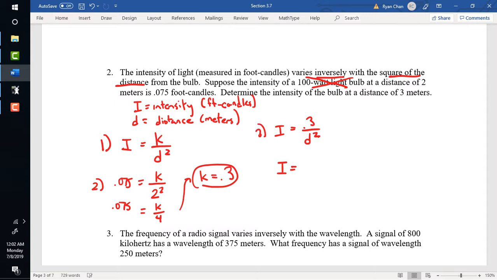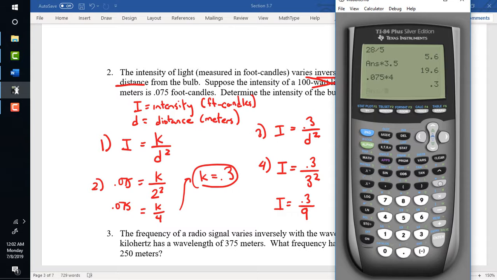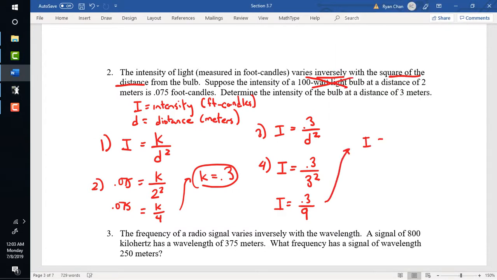And then the last thing it says, find the intensity of the bulb at a distance of 3 meters. So it's 0.3 over 3 squared, or 0.3 divided by 9. And it's 0.0333. Okay. You can write it as a fraction or you can write it as a decimal. So actually, let's write it as a fraction. Remember, you do math and frac. And this is 1/30th. So I is equal to 1/30th of a foot candle.